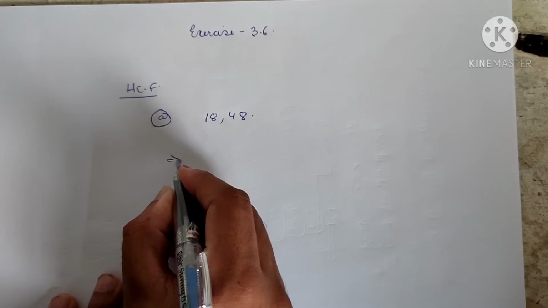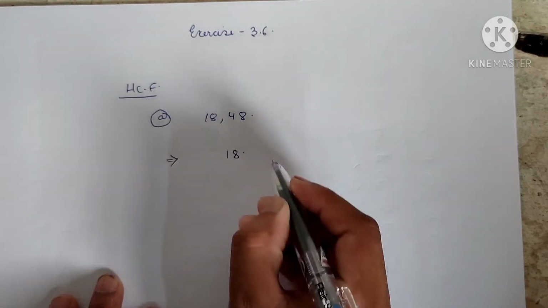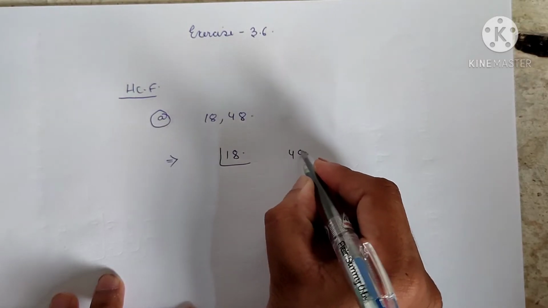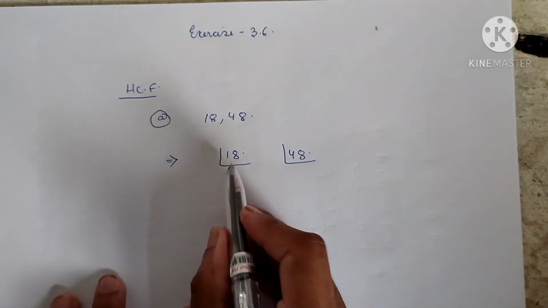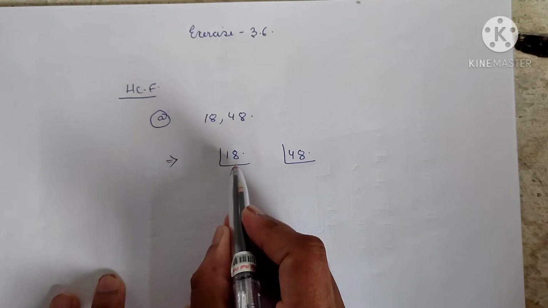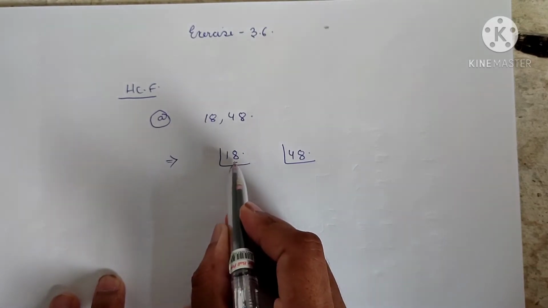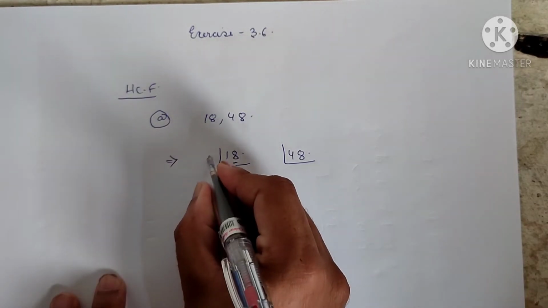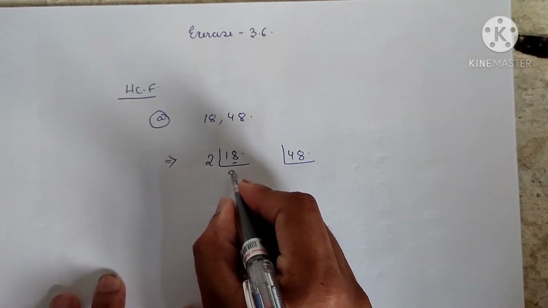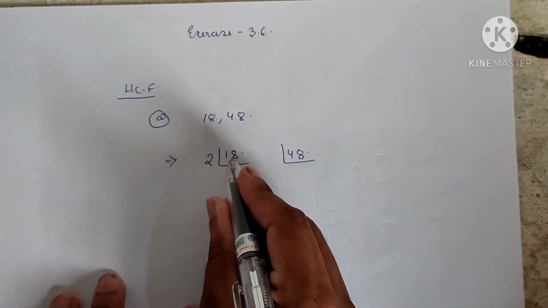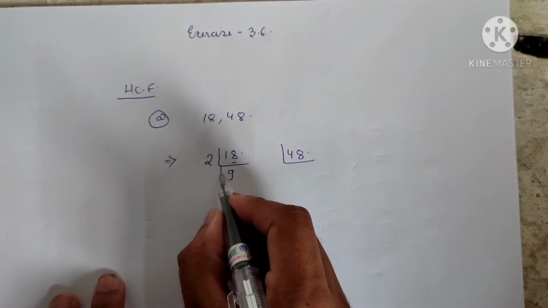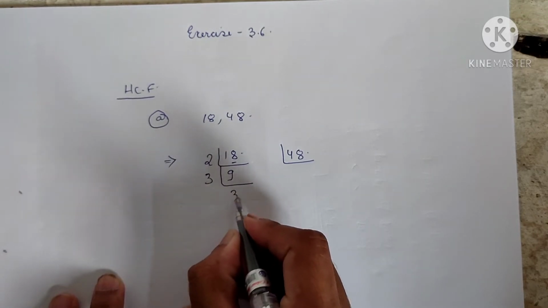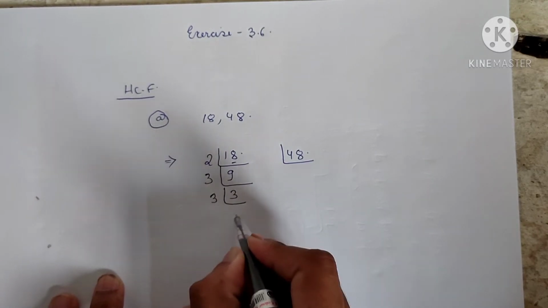So what you will do is, you have to do it by prime factorization. You will solve for each number. First you will solve for 18 and then 48. Since the last digit is an even number, it will be divisible by 2, isn't it? So you will start with 2. 2 9s are 18. Now 9 is divisible by which number? You know that 3 divides 9. So 3 3s are 9, and lastly 3 1 is 3.